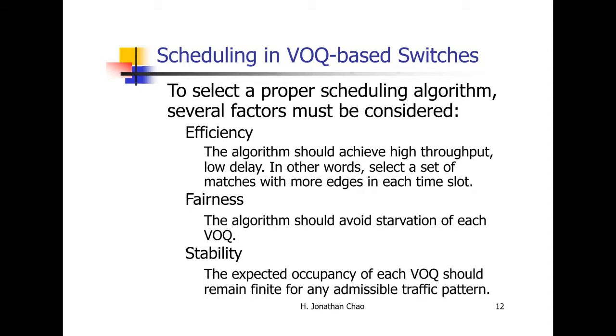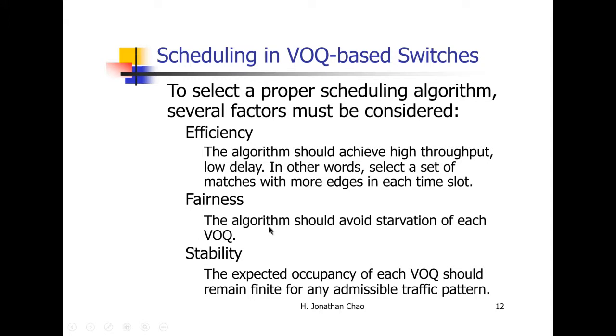And when we are designing a scheduling algorithm, we don't have to take into account only the first property, which is efficiency, that is achieving high throughput and low delays, or in other words, selecting matches with as many edges as possible each time slot. Because if you transfer a lot of cells, then your matching is better than in case you transfer fewer cells. But efficiency is only one of the features.